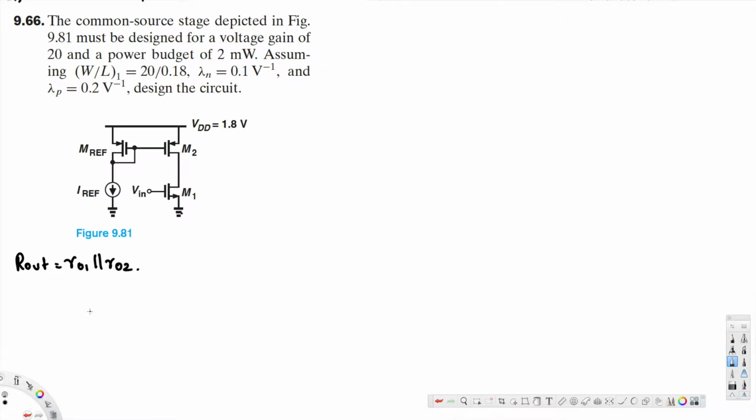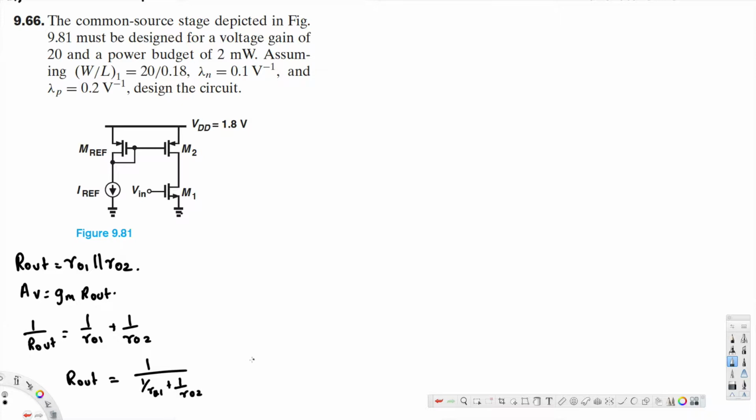RO2, and also we have to know that voltage gain AV is equal to GM times R out. Therefore, if R out is equal to RO1 parallel to RO2, we know that 1 over R out is going to be 1 over RO1 plus 1 over RO2. We can also write this as R out is equal to 1 over (1 over RO1 plus 1 over RO2). Now let's go ahead and continue right here.